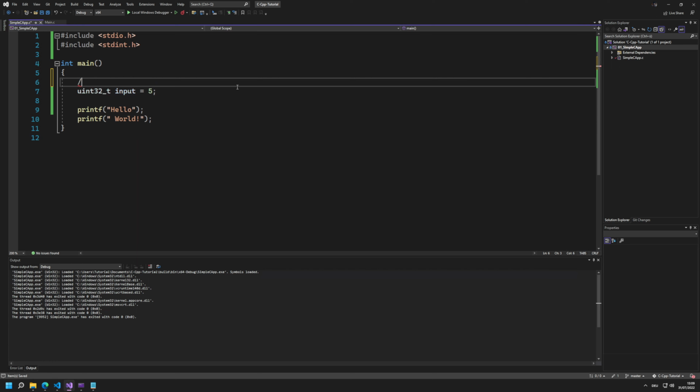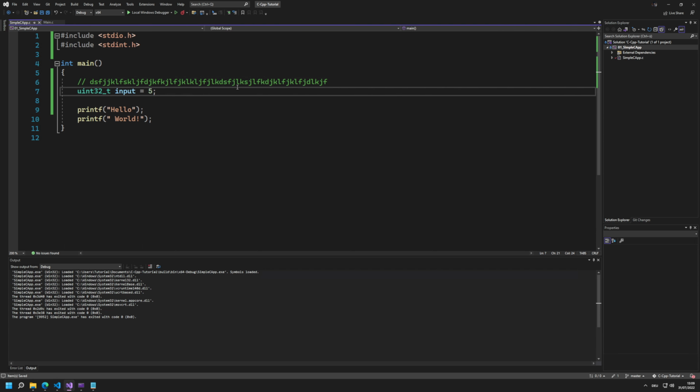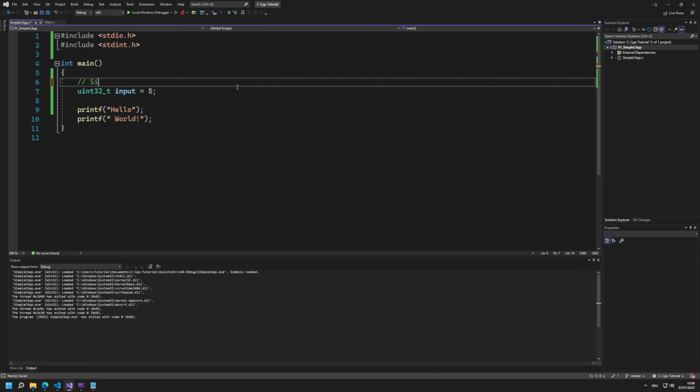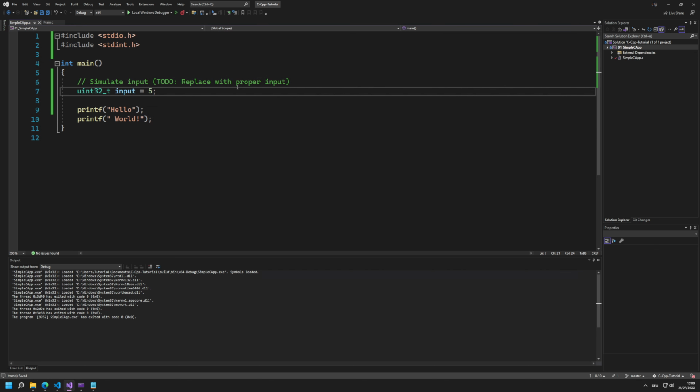We're just going to use the normal single line comments for now, and they are indicated by writing 2 slashes. If you write 2 slashes, you can see everything you write turns green, and you can write everything you like. It's automatically a comment that is ignored by the compiler. So you could add a label like "simulate input, todo: replace with proper input". Something like that, input equals 5.